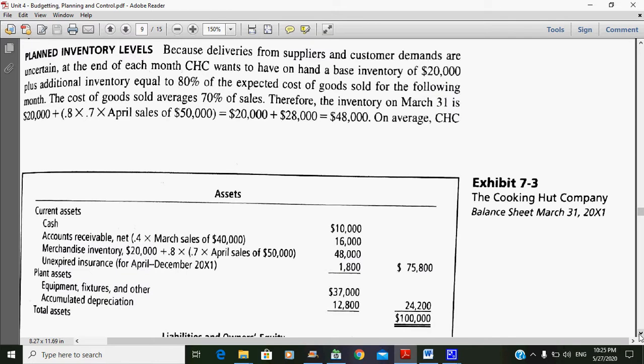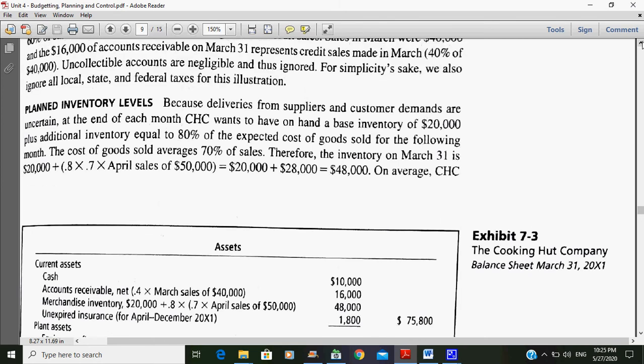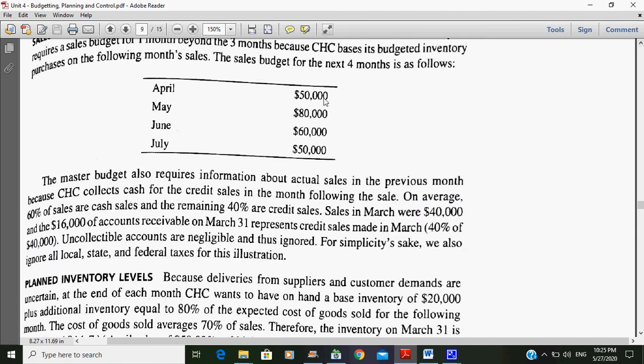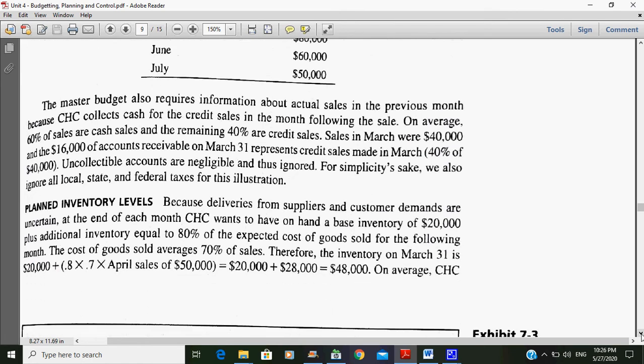Go again. So it is 80% of the expected cost of goods sold for the following month, right? The cost of goods sold now averages what? 70% of what? Sales. So the 70% of sales is in this case the sales for the following month. Remember, this is for March 31, right? The following month would have been April, so cost of goods sold is 70% of what? 50,000, and then it says that part of inventory is 80% of what? The cost of goods sold, which would have been 70% of sales. So that's why you get this figure right here, 28,000.